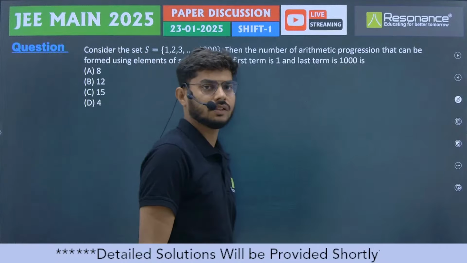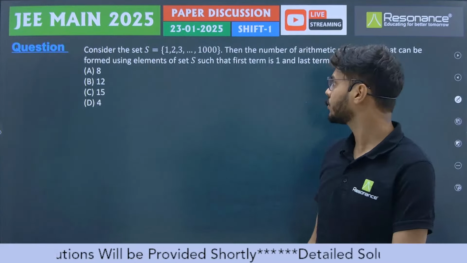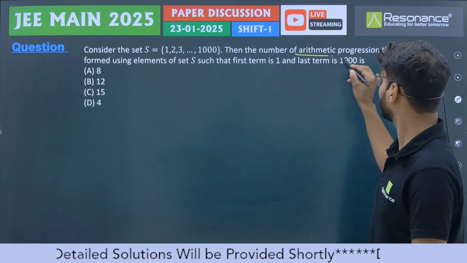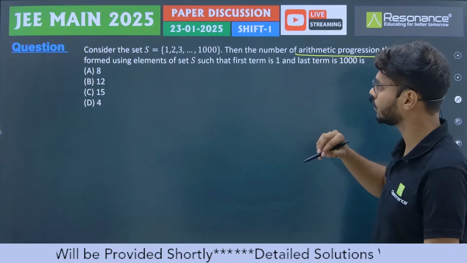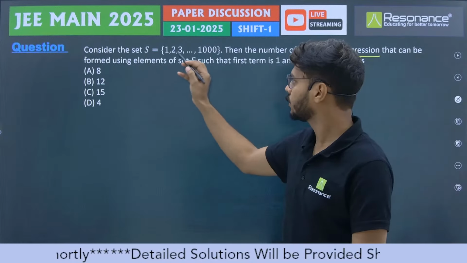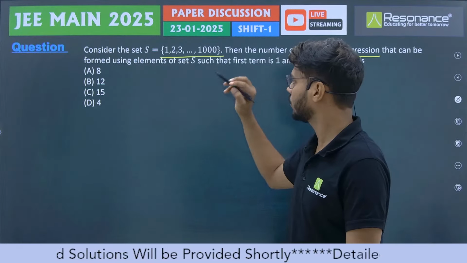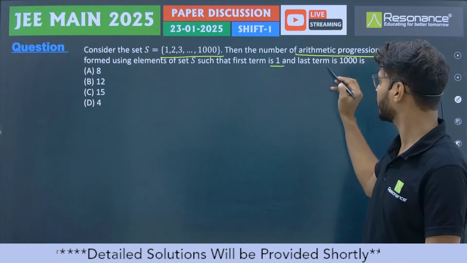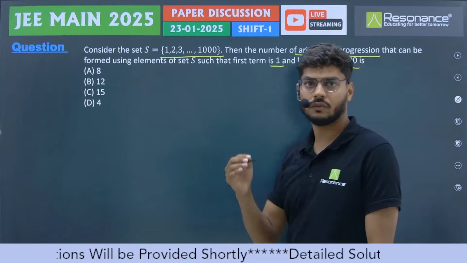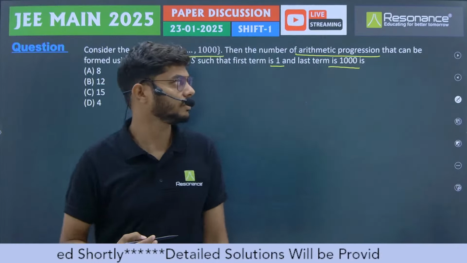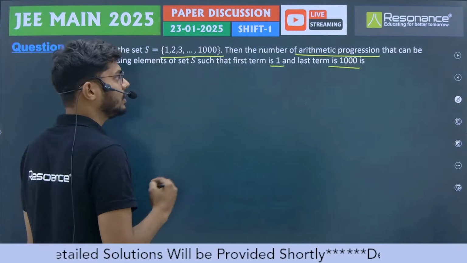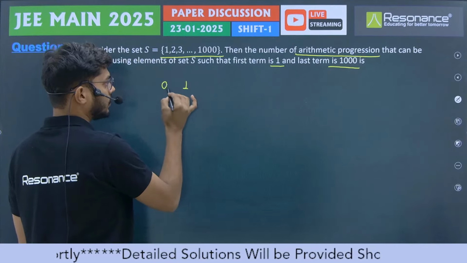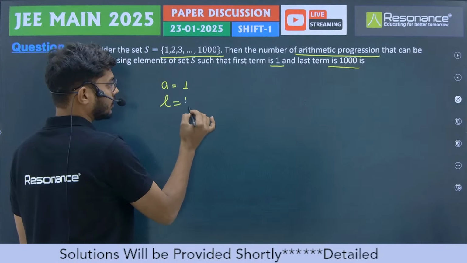A set is given, a set of the first 1000 natural numbers. I have to find how many arithmetic progressions are possible that are formed by using these elements, 1 to 1000, from the set itself, such that the first term is given and the last term is given. So basically, the first term of the sequence is given, the last term is given. I have to figure out how many APs are possible. So can I say that the first term is 1 and the last term is 1000?